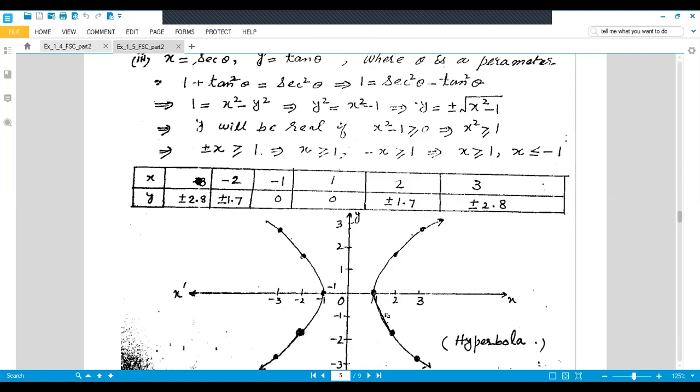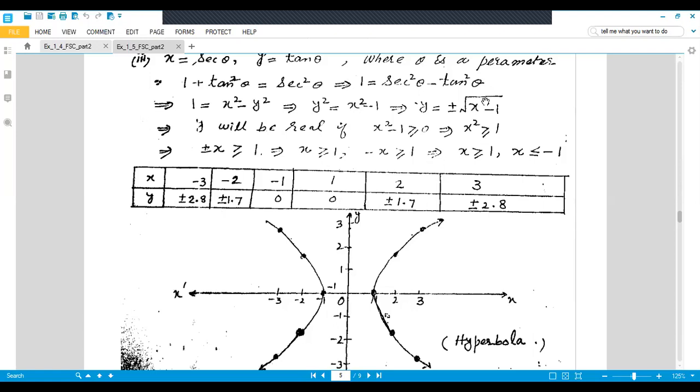But you have to take from -3 to +3 to get the proper graph of the parametric equation. So when you put x equal to -3 in this equation, it will be -3 square, so 9, 9 minus 1, under root 8, and under root 8 is equal to plus minus 2.8. When you put -2, it will be 4, 4 minus 1, 3, under root 3 is equal to plus minus 1.7. When you put minus 1, it will be 1, 1 minus 1, 0. So you put 0. When you put 1, again you will get 0.